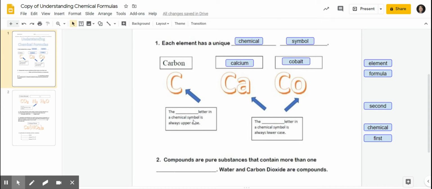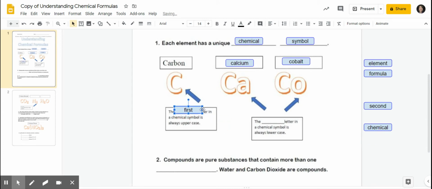The blank letter in a chemical symbol is always uppercase. That's the first letter in the chemical symbol. And the second letter in a chemical symbol is always lowercase.